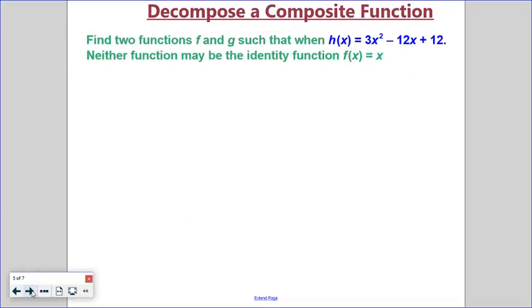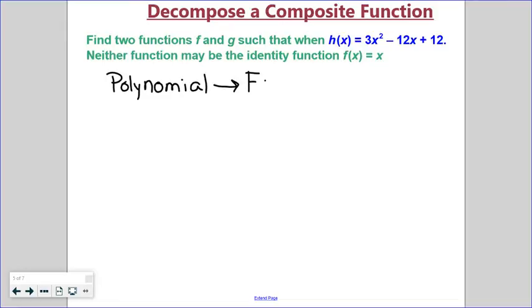There is one trick one that they will do to us, and that is when they hand us a polynomial to start with. If they give us a polynomial, it is not going to look like any of our parent functions to begin with. That's a polynomial, 3x squared minus 12x plus 12. That's the trick that they do to us.